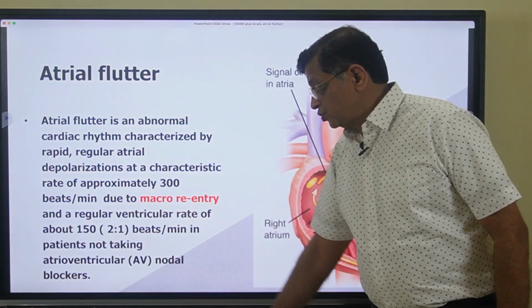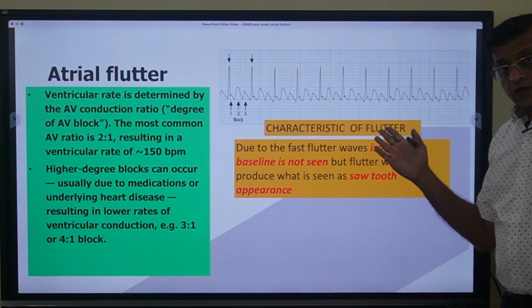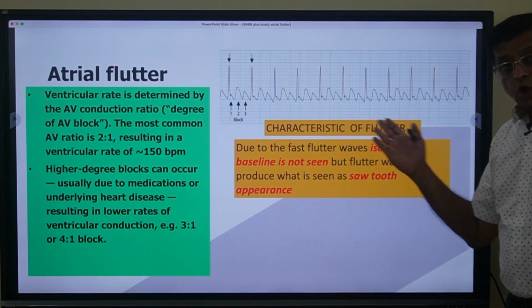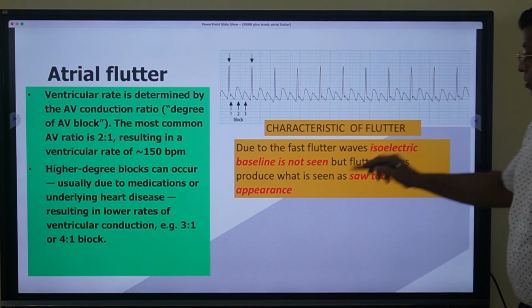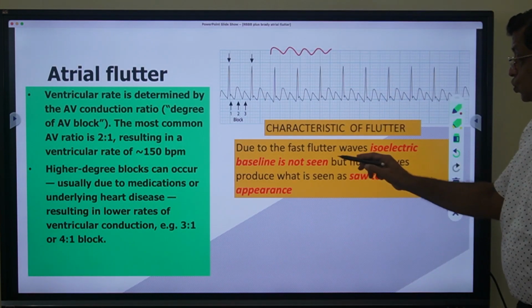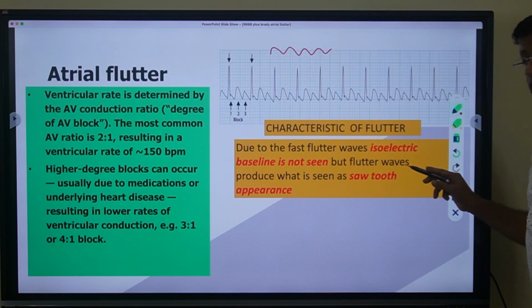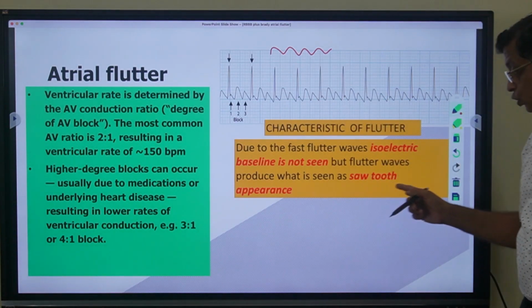Sometimes this may also change. Characteristic of atrial flutter is the sawtooth pattern. What is sawtooth pattern? The P waves are coming in rapid succession, so there is no isoelectric baseline, which gives rise to this wavy pattern, which is called the sawtooth appearance.